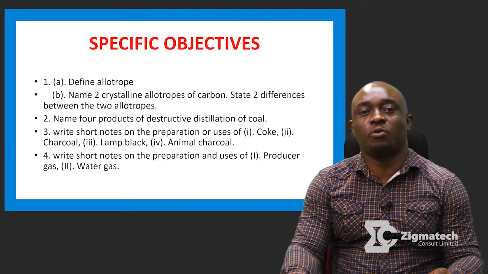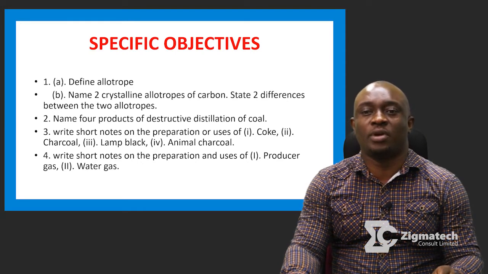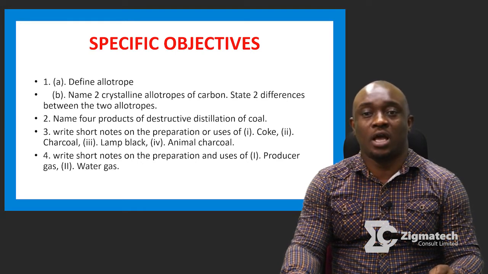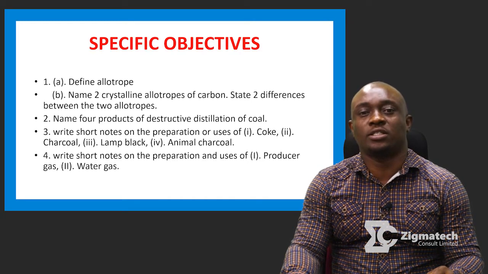Then number three, we'll be talking about notes on the preparation or uses of coke: number one, charcoal; number two, lampblack; number three, and finally, animal charcoal. Finally, we will look at notes on the preparation and uses of producer gas and water gas.